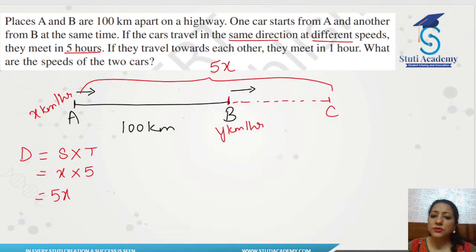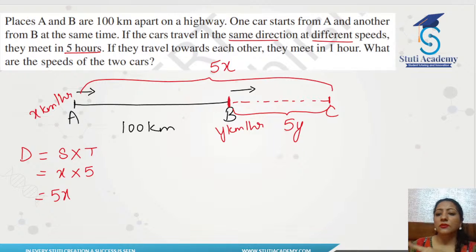In the same way, the car which is starting from this position has speed y kilometer per hour and is also traveling for 5 hours. So it is going to cover 5y distance. So this much is the distance covered by this particular car, because I've taken this point C as the point of meeting after 5 hours. So here this distance is 5y, because 5 hours is the time and y kilometer per hour is the speed. So the distance covered here is 5y.